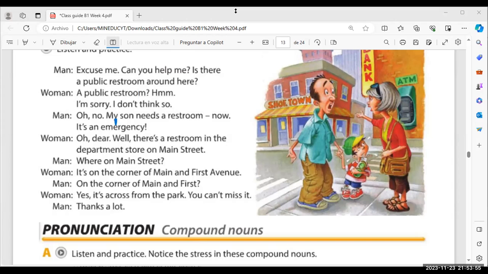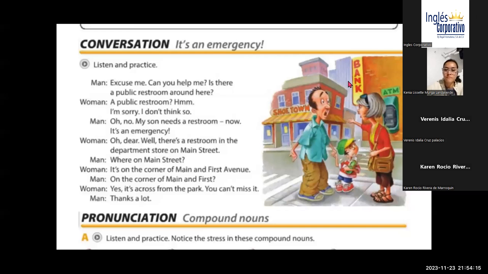Me comienzo. Excuse me, can you help me? Is there a public restroom around here? Ah, no era al revés. Oh no, my son needs a restroom. Now it's an emergency. Oh, dear. Well, there's a restroom in the department store on Main Street. Where on Main Street? It's on the corner of Main and First Avenue. On the corner of Main and First. Yes, it's across from the park. You can't miss it. Thanks a lot.